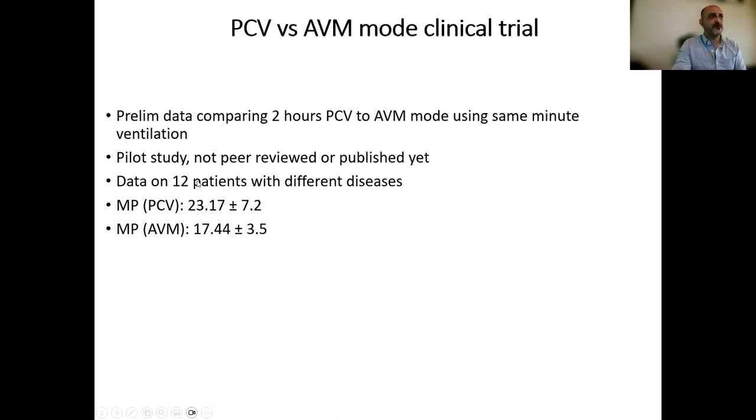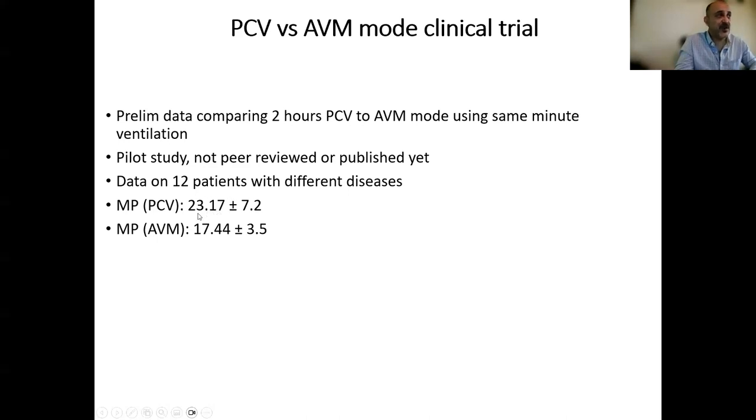We got the first 12 patients. They're all different diseases, so they're not all ARDS, but I thought it might be nice to have different respiratory conditions. What we did is we put the patient initially on pressure controlled ventilation and tried to optimize as much as possible the driving pressure and the tidal volume. After 2 hours, we switched to AVM2. Again, we tried to target the same minute ventilation that the patient was using on pressure control. And again, a quick calculation of the average mechanical power.